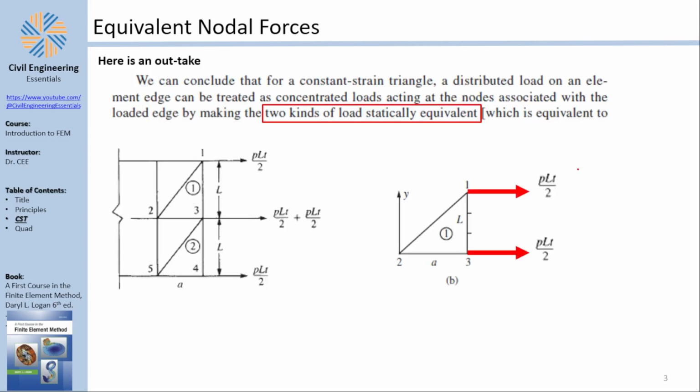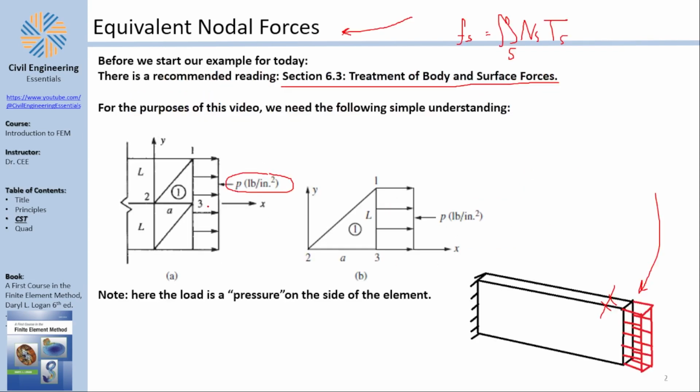Basically, the book tells you that it's PLT over 2 and PLT over 2. It's basically the total force divided by 2 for each one of those nodes, something that you should be expecting for a uniform linear distribution. If it was a triangle, you would have 2/3 in one node and 1/3 in the other node, something that is a little bit similar to what you have studied in statics.